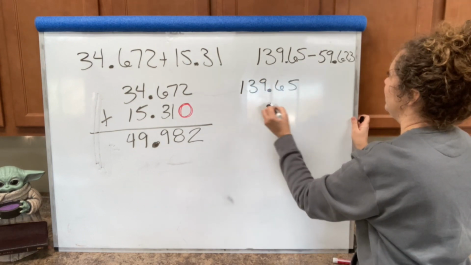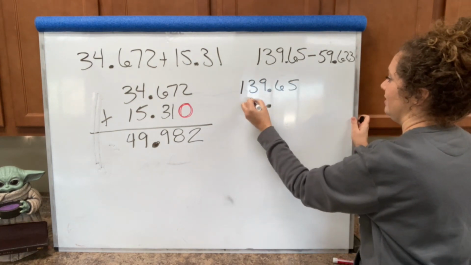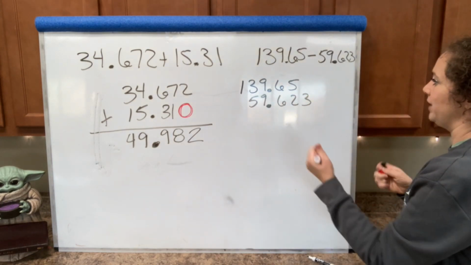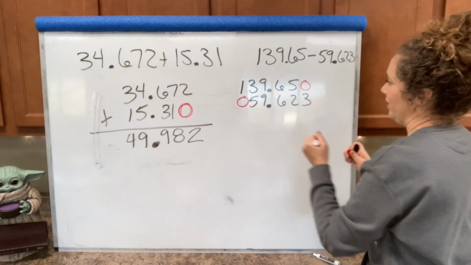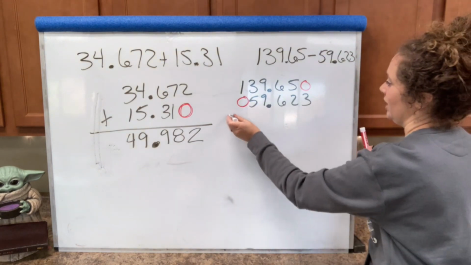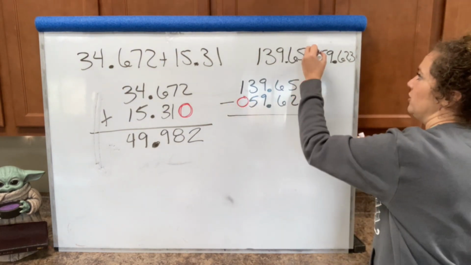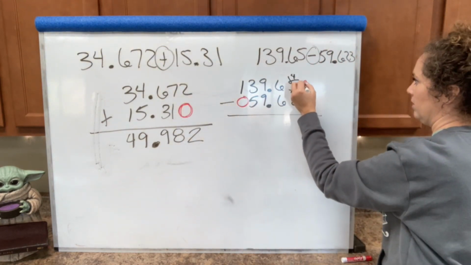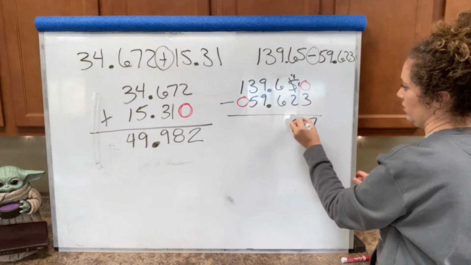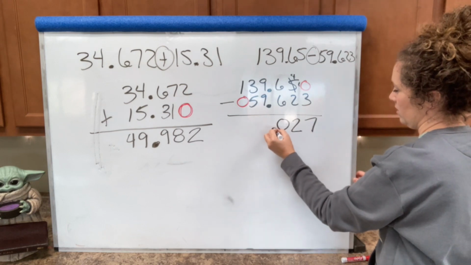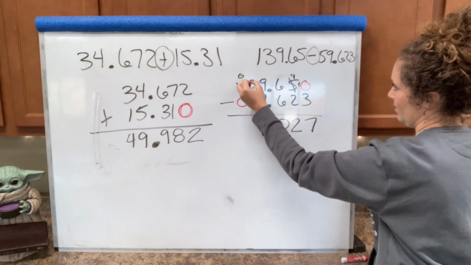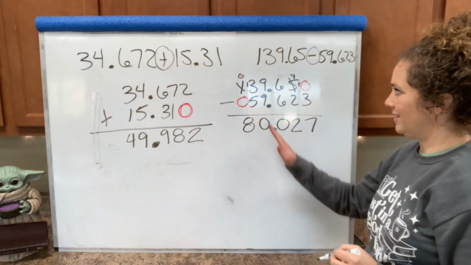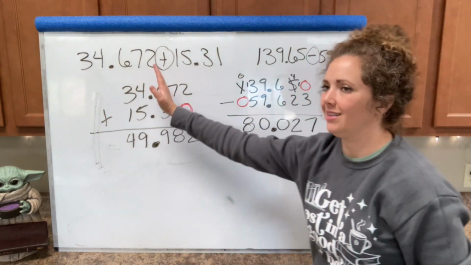139.65. I'm gonna line up the decimals, 59 and 623. Now I have some blank spaces here. I'm gonna go ahead and put those zeros there so I don't get confused. And then I solve the problem. Make sure you always pay attention to the sign. And there is my answer. And again, the decimals are all lined up.